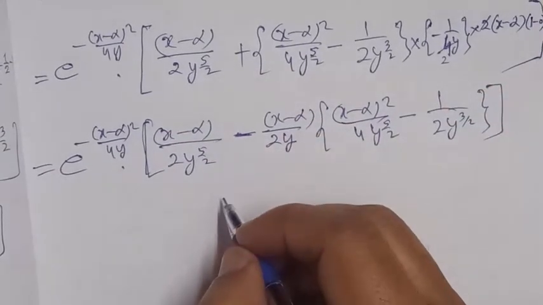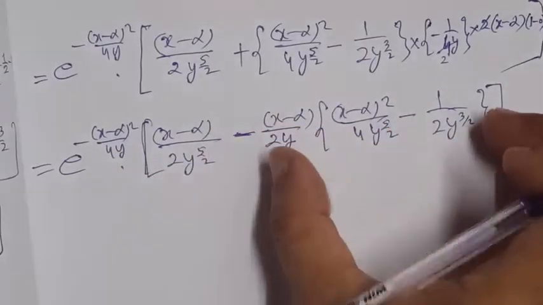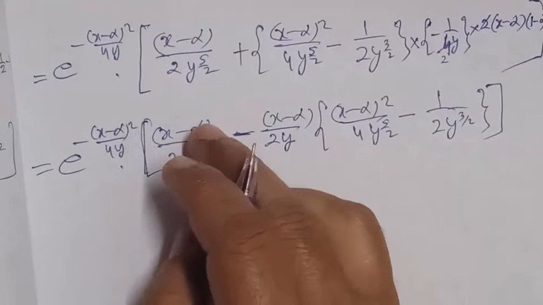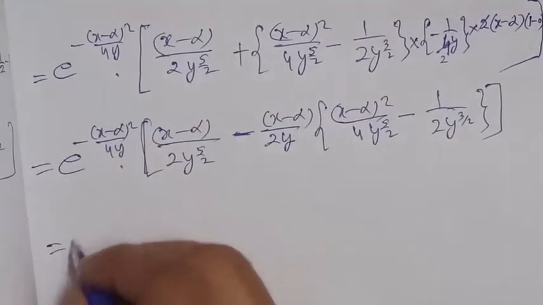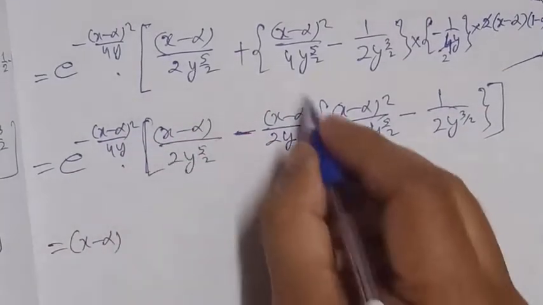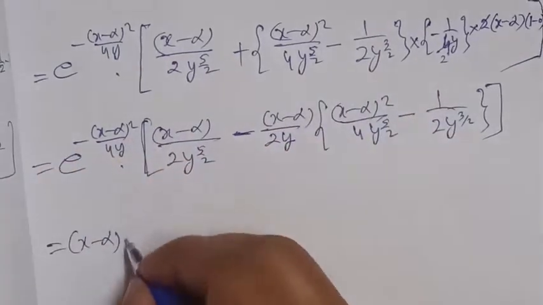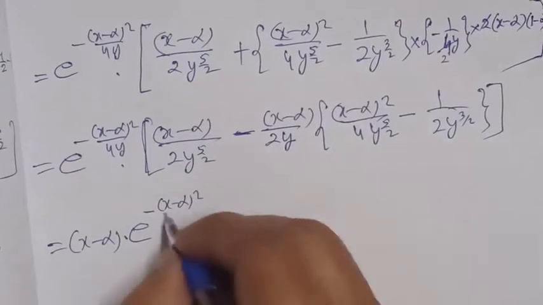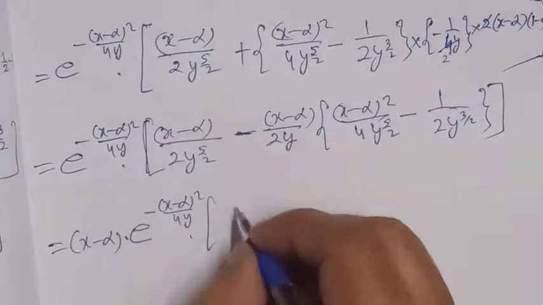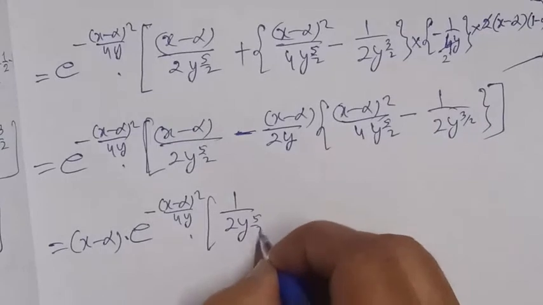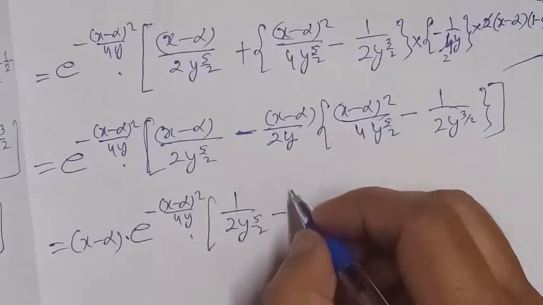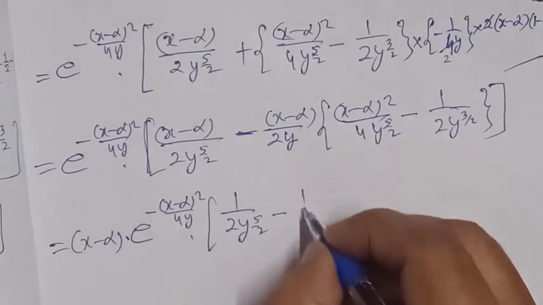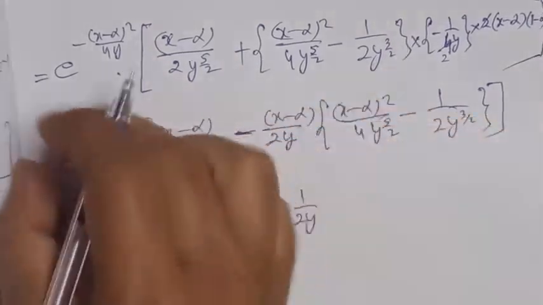And we are saying that in these two terms x minus alpha is common, so I take out x minus alpha from this bracket. We get x minus alpha after taking out from the bracket, so common out from the bracket, we get 1 upon 2y to the power 5 by 2 minus 1 upon 2y. It becomes 1 upon 2y, because this is taken out from the bracket.